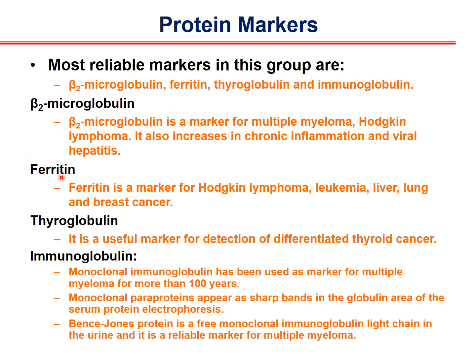Ferritin is a marker of Hodgkin lymphomas, leukemias, and liver, lung, and breast cancer. Thyroglobulin is a useful marker for detecting and differentiating thyroid cancer.